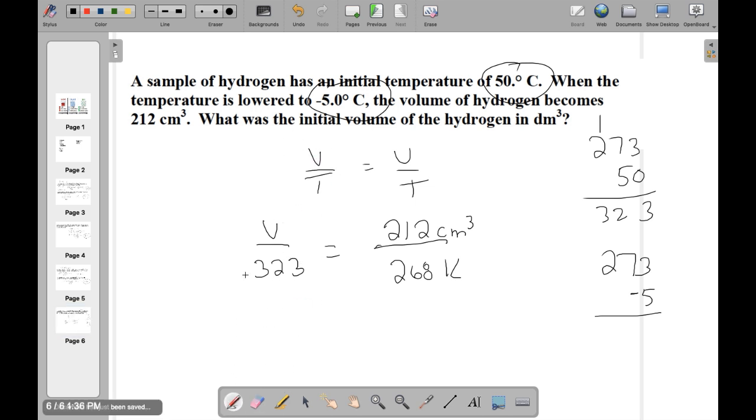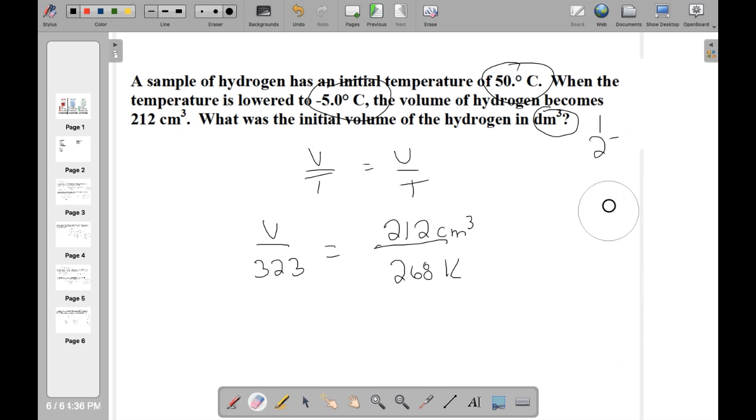Here's the tricky thing. Did you notice this? What is the initial volume of the hydrogen in decimeters cubed? But they gave us centimeters cubed. So they're trying to be tricky again. You got to watch out. These questions love to be tricky.